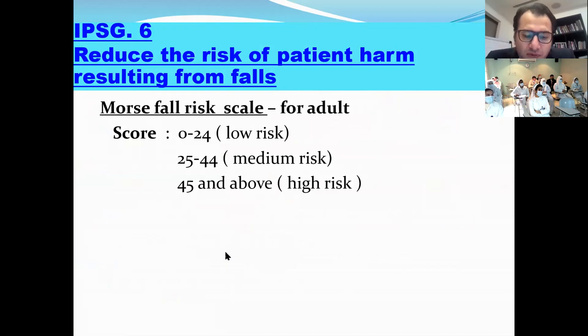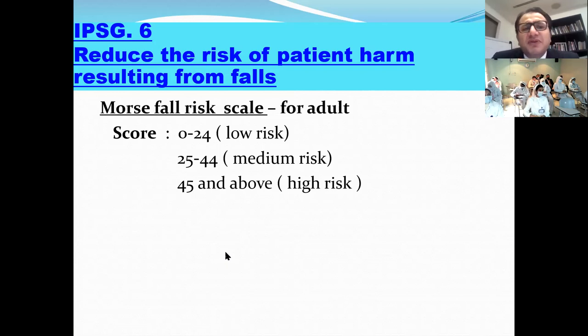Did you hear of it before? I think all of you have heard of this scale. We already have a policy for it, and we also give the scale formatted in your organizational form. So please remember to fill the Morse scale for adults at least one time per visit within the same month. Like, I'm your patient, I might come every 3 days or every 5 days, but ensure he has one Morse fall risk scale filled within 30 days, or within his last month.